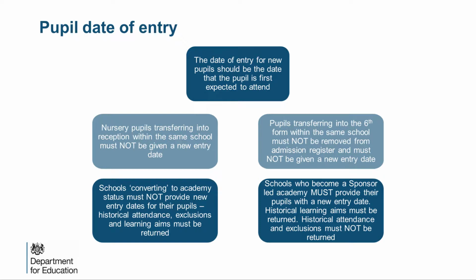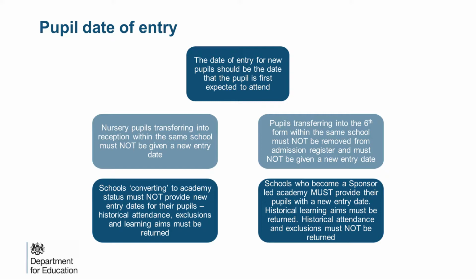The pupil's date of entry is an important baseline for analysis and validation of school census returns. It will provide a clear indication of whether the pupil should be included on the return and whether key data items are missing, for example, pupils' attendance data. In addition, the department will use the information for data analysis on numerous areas, for example, pupil mobility and admissions. Therefore, it's important that the date of entry is recorded correctly.